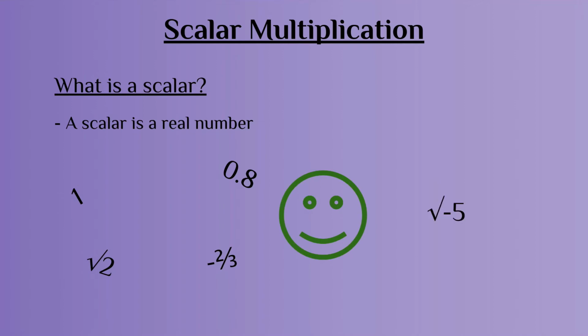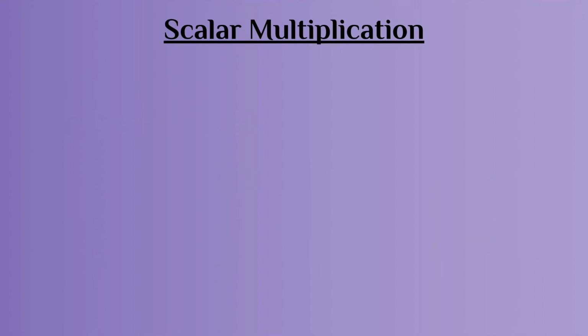The square root of negative 5, for example, would not be a scalar. Remember, a scalar, or a real number, is a number that can be graphed on a number line. So now we know what a scalar is.